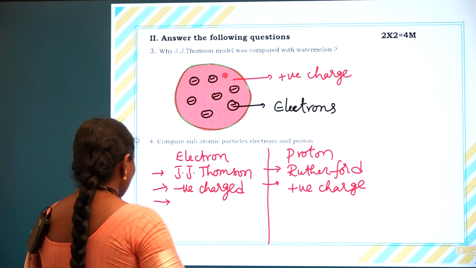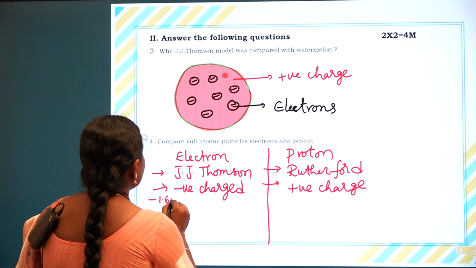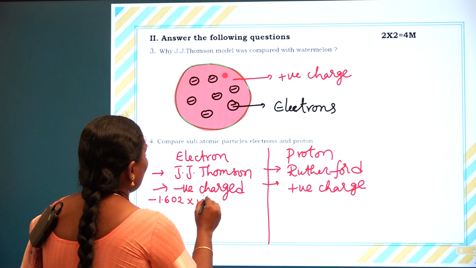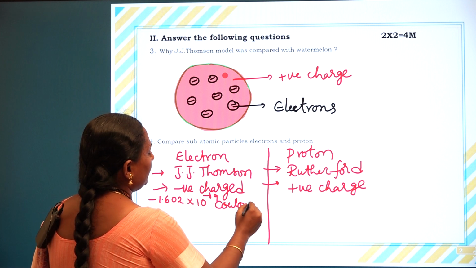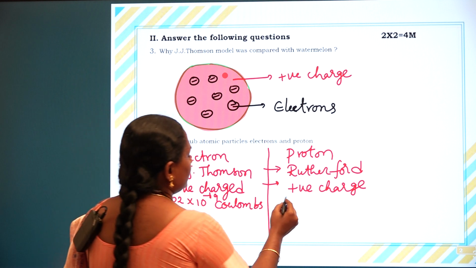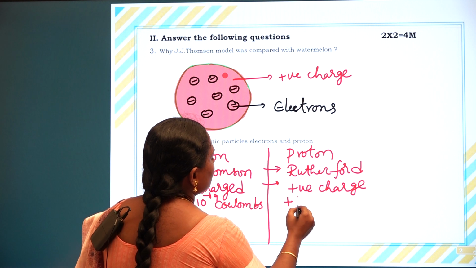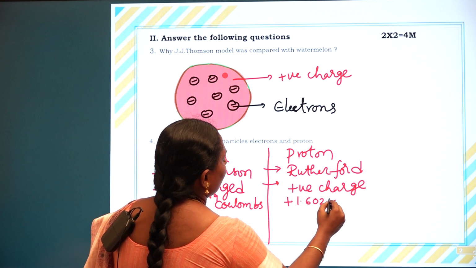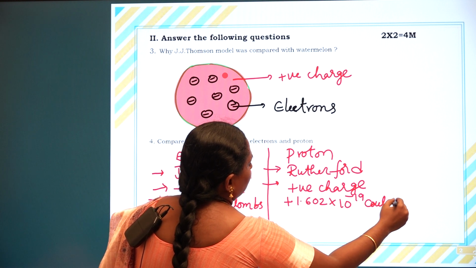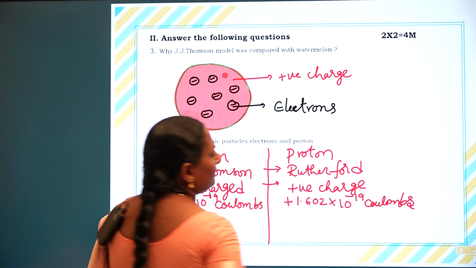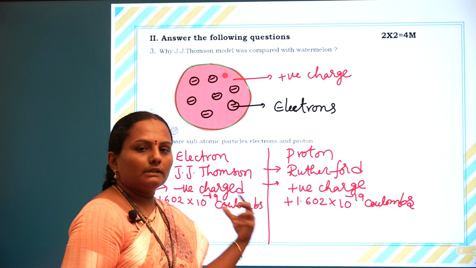So if we consider the charge of an electron, it is minus 1.602 into 10 power minus 19 coulombs. Whereas the charge of a proton, if we consider it, is plus 1.602 into 10 power minus 19 coulombs. So this is the charge of the electron and the charge of the proton. Both have the same magnitude, but the sign is different.